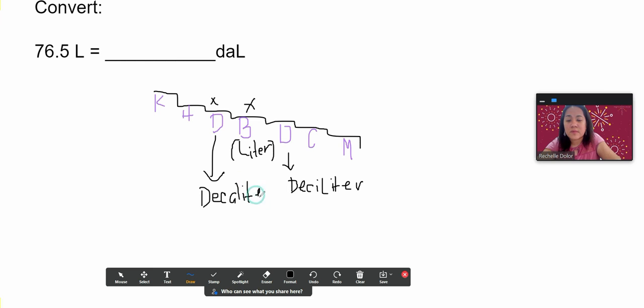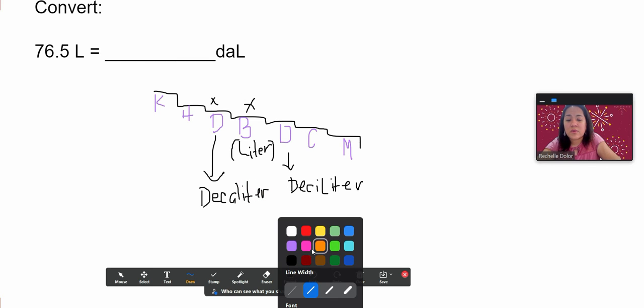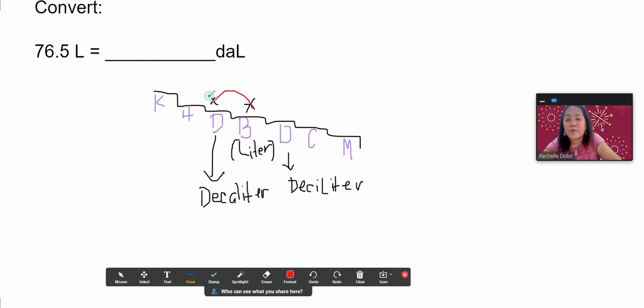Okay, so what is our goal here? We're going to move to the left once. Okay, so 76.5, move to the left once. So what you need to do is just change the decimal place by 1. So the answer is 7.65 decaliters. Okay, so yeah. Alright, am I clear so far? I hope it's getting better. Alright, next. Okay, let's clear this one.